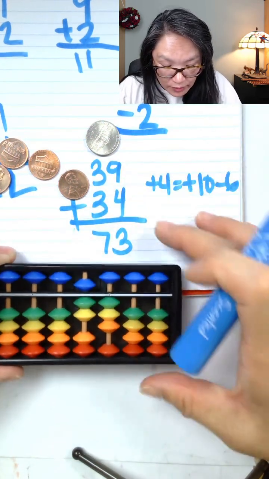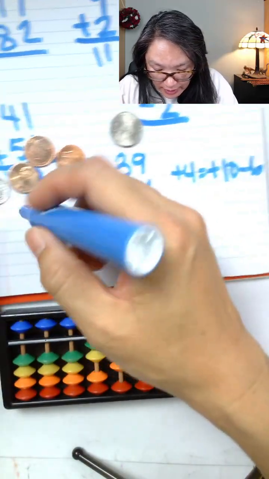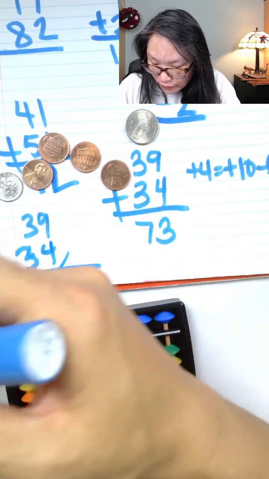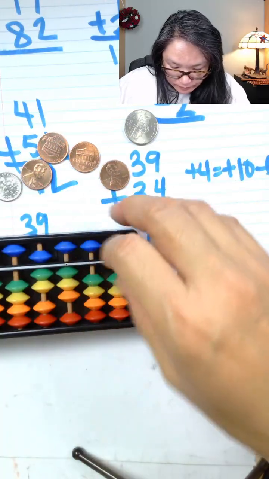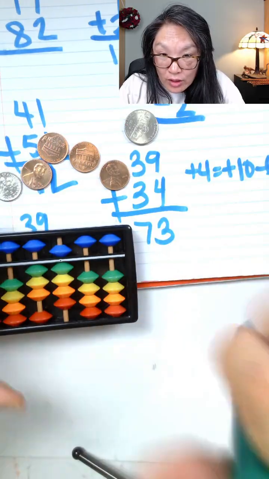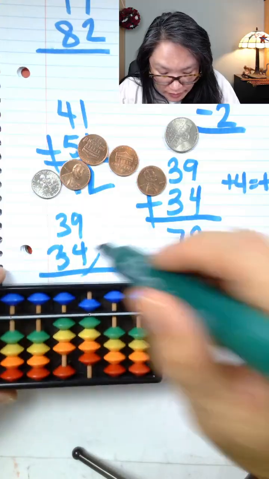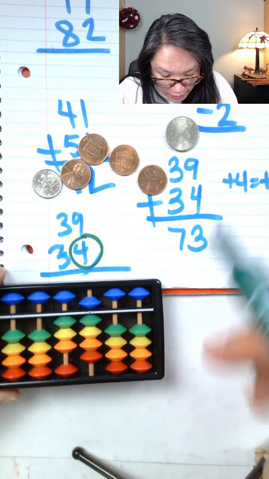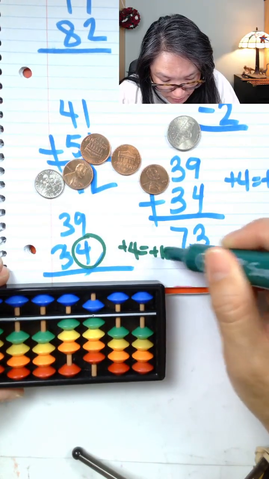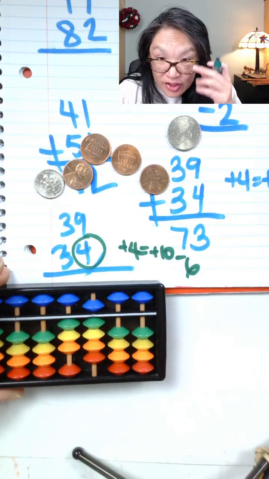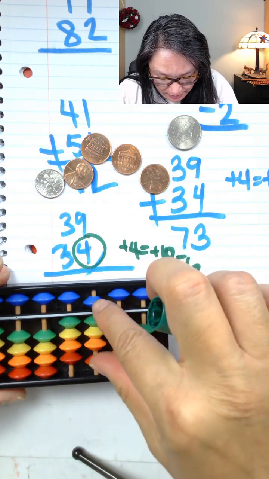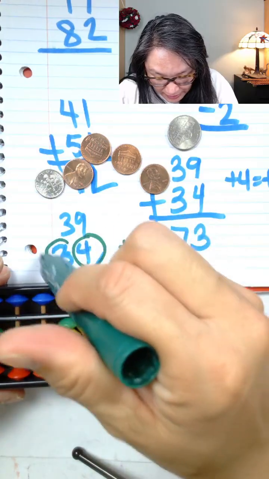Let's do it the other way. Let's do 39, right? Plus 34, right? We'll do the 4 first. Let's do the 4 first. 39. When we add the 4, what are we doing? How do you add the 4? Remember how to add the 4. Plus the 4 is equal to plus the 10 minus 6. Just as Jeffer said. Plus the 10 minus the 6. Take away the 6. And then we'll add the 3.